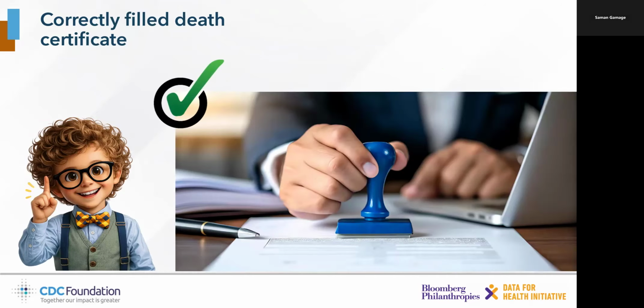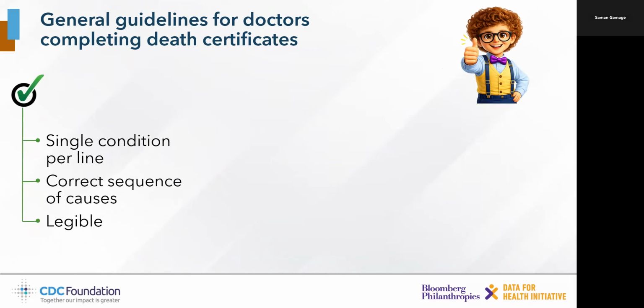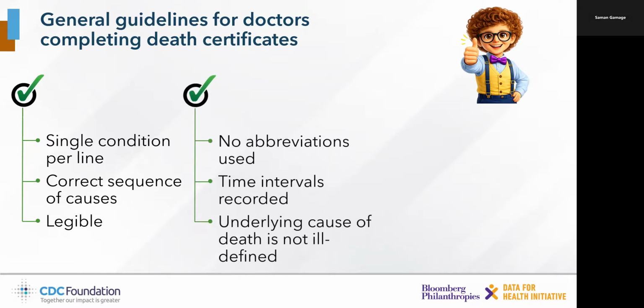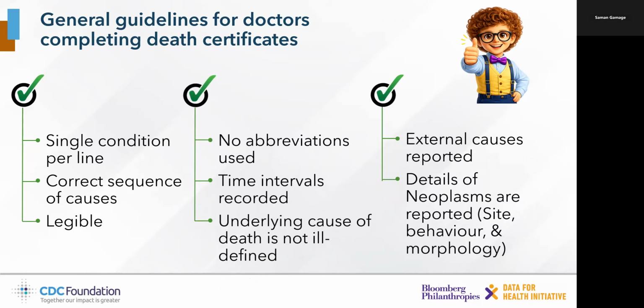A correctly completed death certificate has these features: single condition per line, correct sequence of causes, legible, no abbreviations used, time intervals are recorded, and the reported underlying cause of death is not ill-defined. External causes or the circumstances of the accident or violence are reported. And if you report neoplasms, details of neoplasms are reported: site, behavior, morphology, etc.